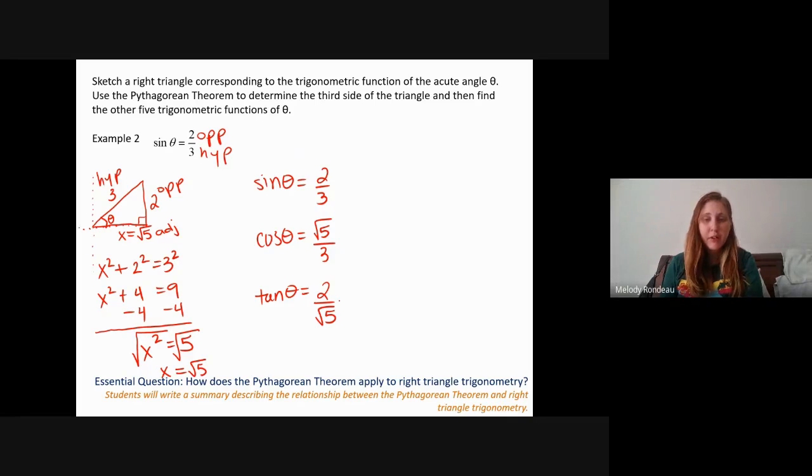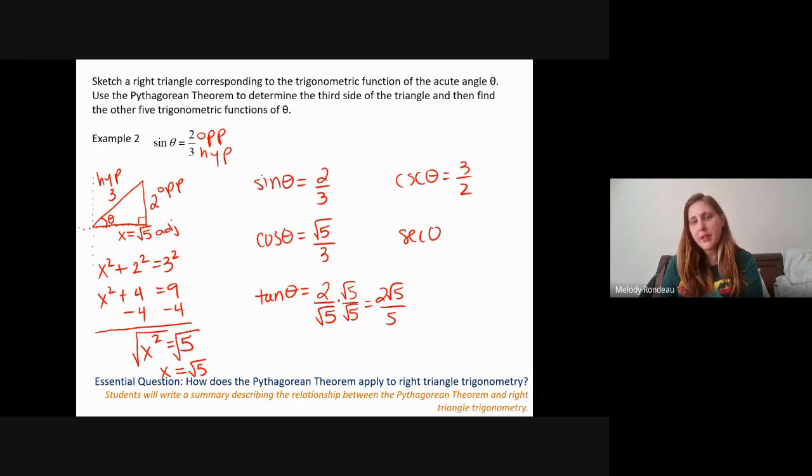And here again, we don't want to leave that square root in the denominator, so I would rationalize, and I get 2 root 5 over 5. Then I'm going to go through and flip them. So cosecant theta is going to be 3 over 2. Secant theta is going to be 3 over root 5.